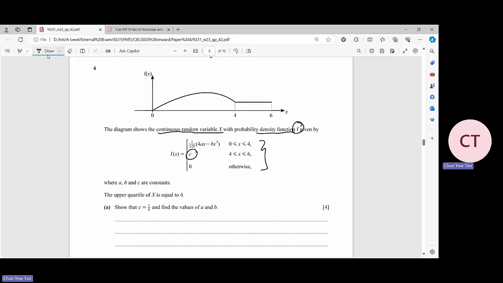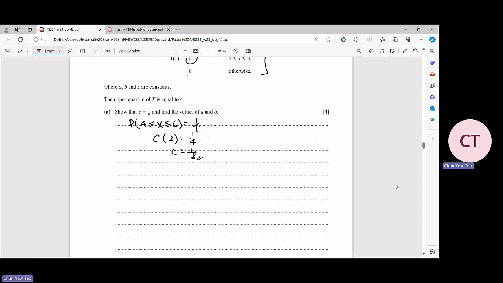And then after that, we want to find the values of A and B. So what you need to do now is just write that P(X greater than 6) is 1 over 4. Then you have C multiplied by 2 is equal to 1 over 4. Then your C is 1 over 8. Done. So that is the answer for the C shown.